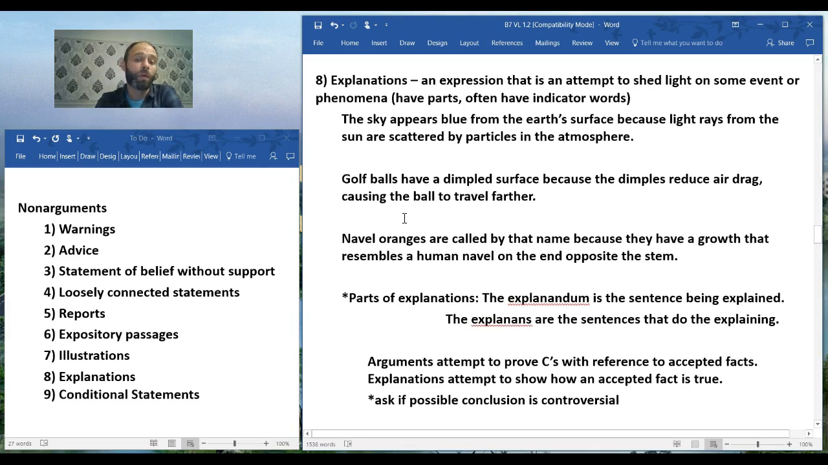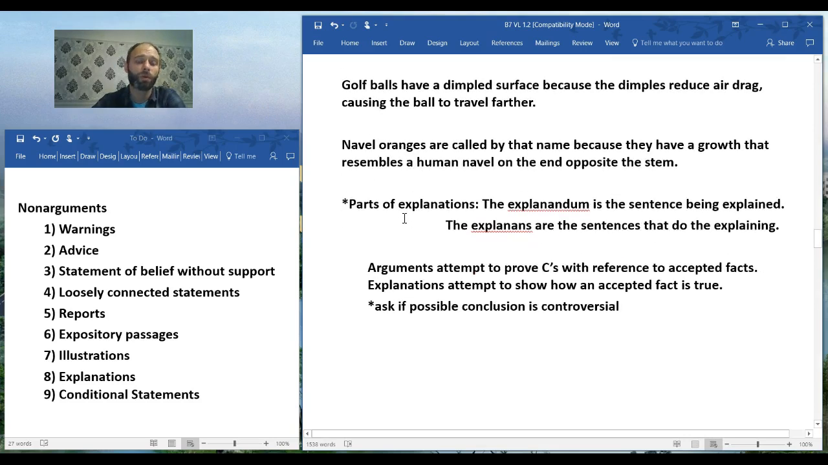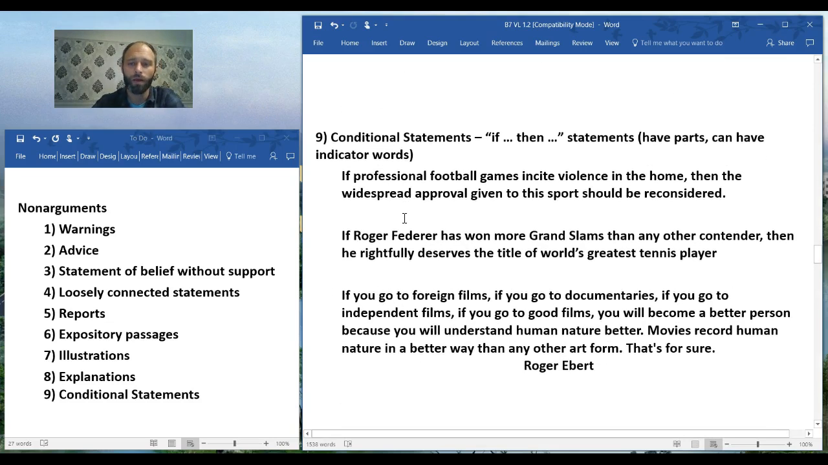So the notes for how we distinguish between explanations and arguments are at the bottom. Arguments attempt to prove conclusions with reference to accepted facts. So they go from certainty, or relative certainty, accepted facts, to try to prove a controversial conclusion. An explanation attempts to show how an accepted fact is true, tries to explain how it's true or why it's the case. And ask if the possible conclusion is controversial to ultimately determine whether it's an explanation or argument.